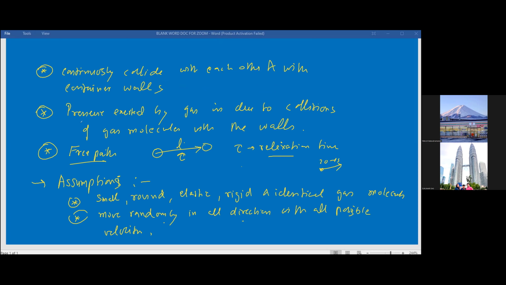Sir, what is free path, sir? Free path is the distance traveled by a gas molecule before collision with the other gas molecule.